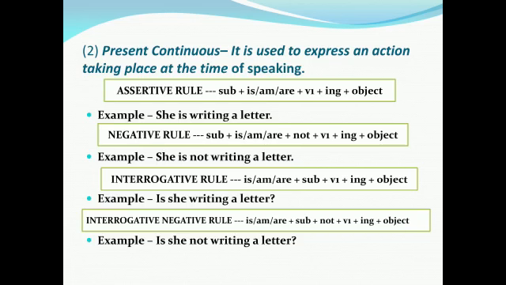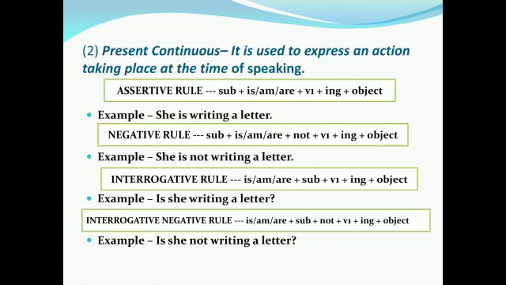It is used to express an action taking place at the time of speaking. For example, I am teaching you tenses. So I is the subject plus am plus teaching: teach is V1 plus ing, and tenses is the object. You are learning tenses. So you is the subject plus are plus V1, that is learn plus ing, and tenses is the object.